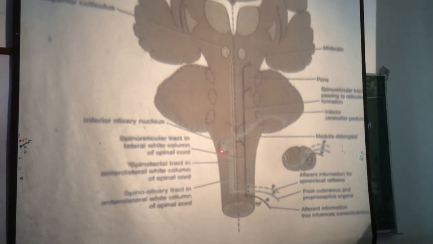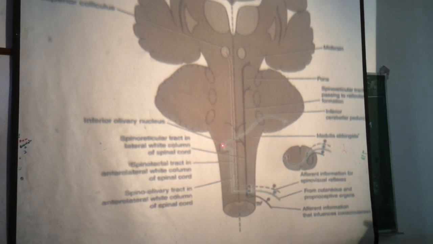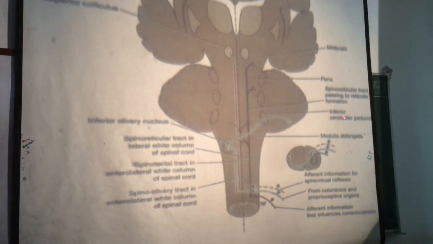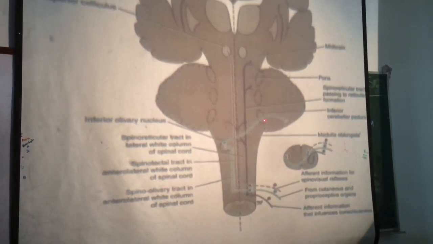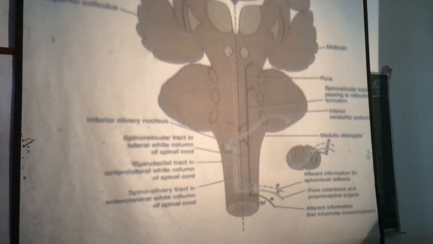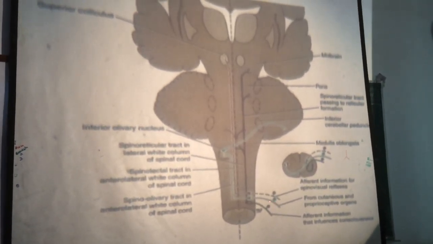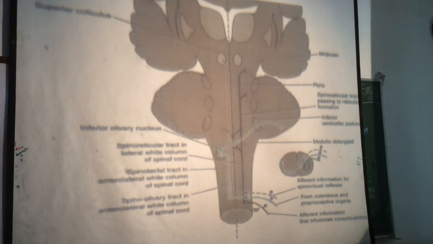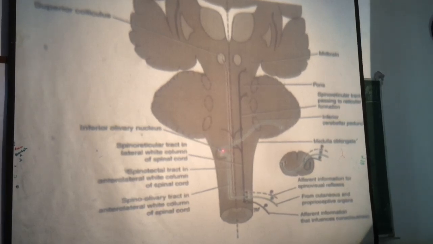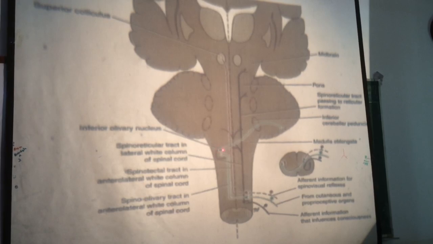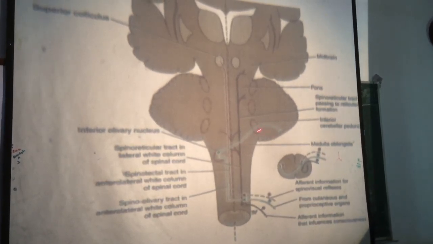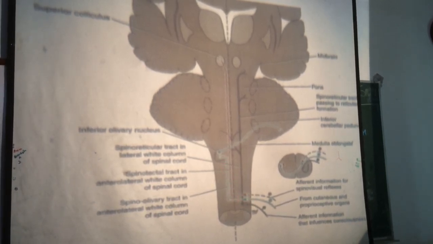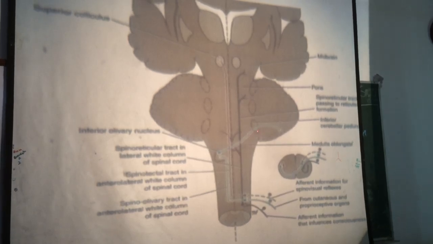So third order nerve fibers arise from the inferior olivary nucleus. These cross back to enter the inferior cerebellar peduncle to enter the cerebellum. So this tract comes from the spinal cord, then synapses in the inferior olivary nucleus, and after crossing over, it enters the inferior cerebellar peduncle to go into the cerebellum. So this is the pathway of the spino-olivary tract, which ultimately goes to the cerebellum.